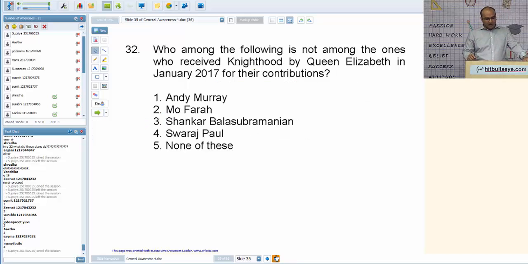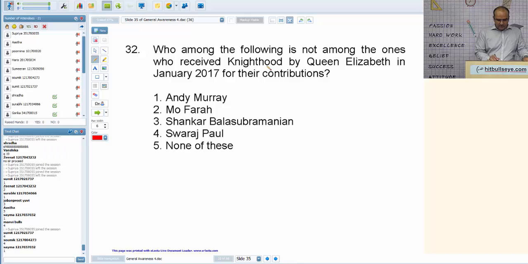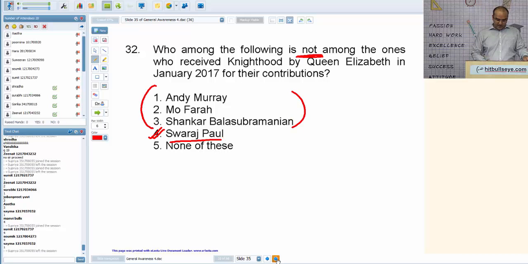Next, who among the following is not among the ones who received knighthood by Queen Elizabeth in January 2017 for their contributions? The question is asking you not among the ones. So the correct answer in this case is Lord Swaraj Paul, right? He is the British member of the Parliament of the House of Lords, right? All the others received knighthood from the Queen.